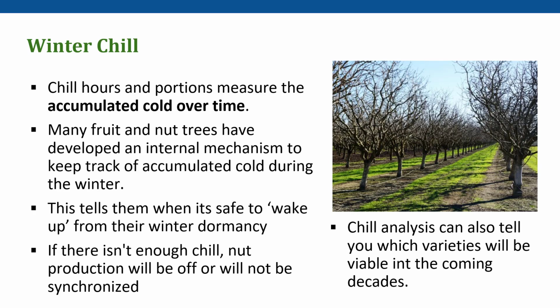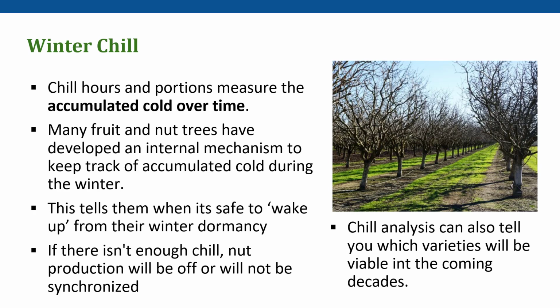So trees have developed an internal mechanism to kind of keep track of how cold it's been. And researchers have also figured out what they're doing and developed models that compute the accumulated chill. So this same model is very useful for planning your crop calendar, like when the trees are going to bloom, and then from there you can start figuring out other actions to take to manage the orchard crop.